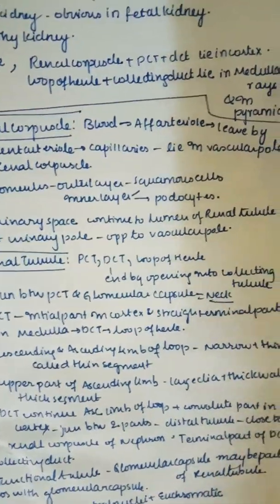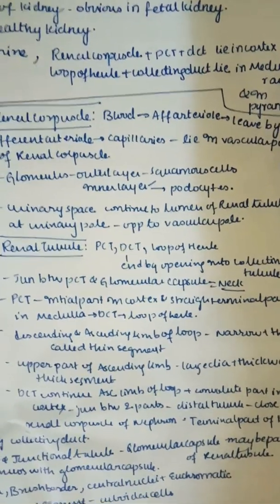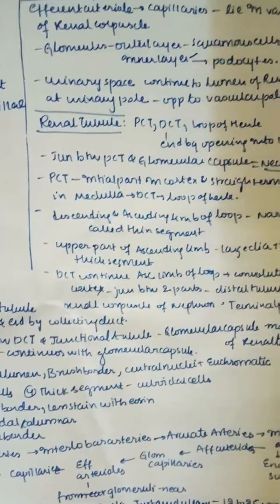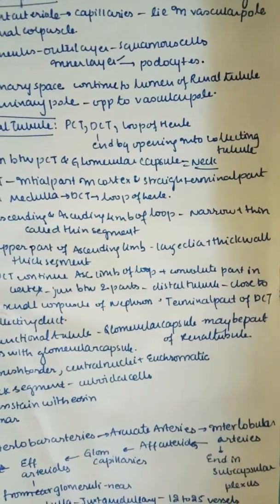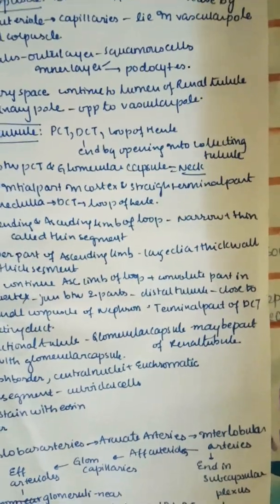And the urinary pole is opposite to the vascular pole, right? So the urinary space will continue at the urinary pole, which is opposite to our vascular pole. Now let us see the renal tubule. The renal tubule consists of the PCT, DCT and loop of Henle. The DCT, that is the distal convoluted tubule, mainly ends by opening into the collecting tubule.